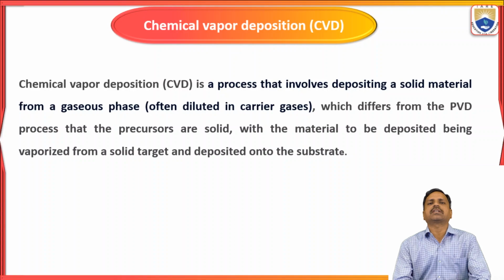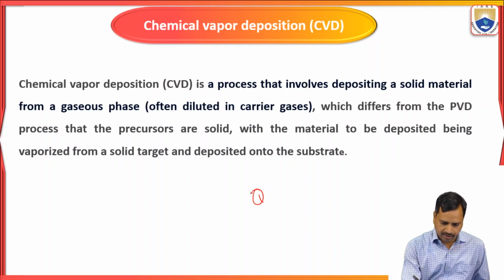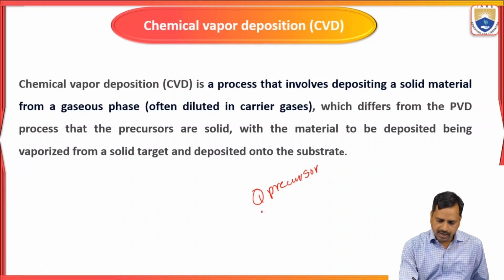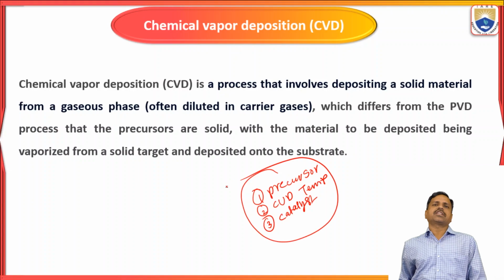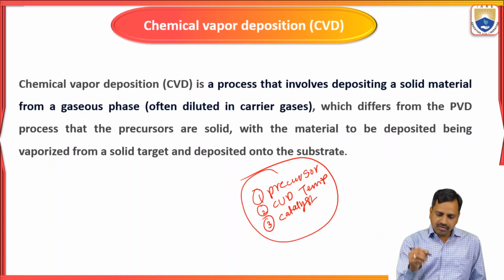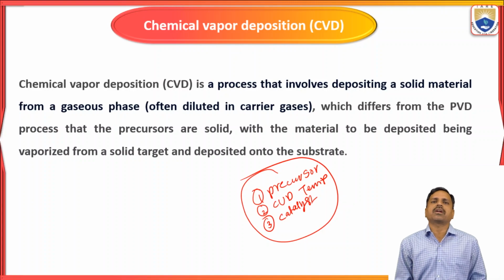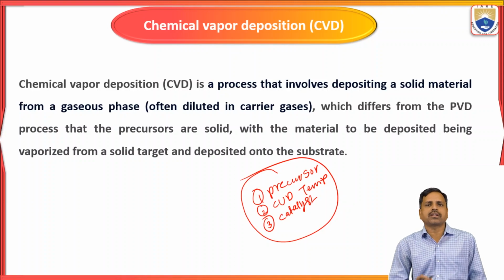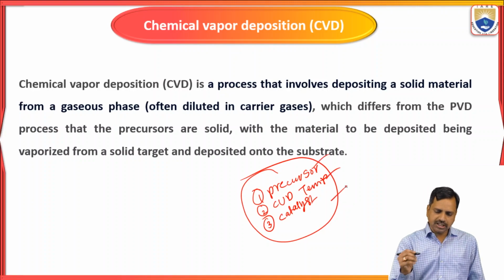The factors are, first, the precursor material, second, the CVD temperature, and third, the catalyst. These three factors will decide whether the carbon nanomaterials are fullerenes, carbon nanotubes, or carbon nanowires. So these three factors play a prominent role.